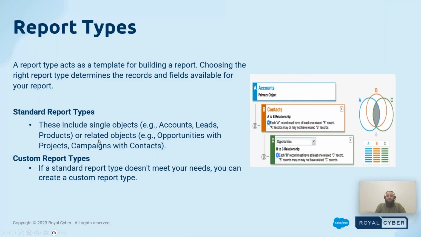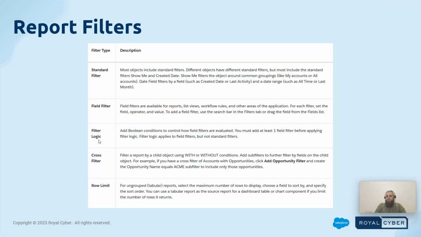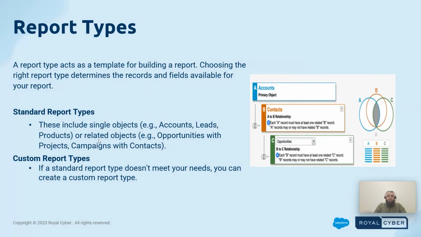Okay, let's talk about the report types. A report type acts as a template for building a report. Choosing the right report type determines the records and fields available for your report. There are two report types. The first one is standard report types, and the second one is custom report types. Standard report types include single objects like accounts, leads, products, or related objects like opportunities with projects, campaigns with contacts.